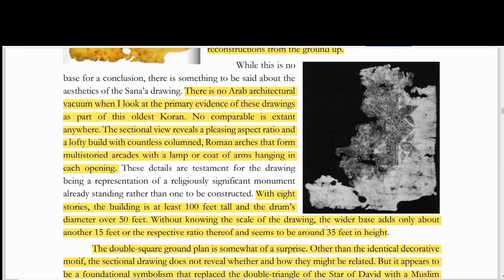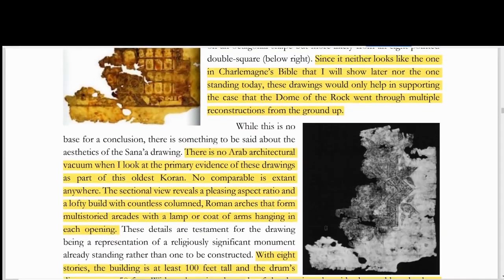Now, while there's no basis for a conclusion, there is something to be said about the aesthetics of the Sana's drawing. There is no Arab architectural vacuum when I look at the primary evidence of these drawings as part of this oldest Quran. Okay? No comparable is extant anywhere. The sectional view reveals a pleasing aspect ratio. Let's have a look at it again.